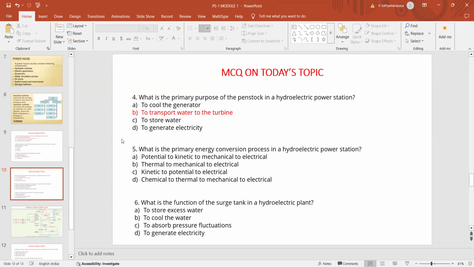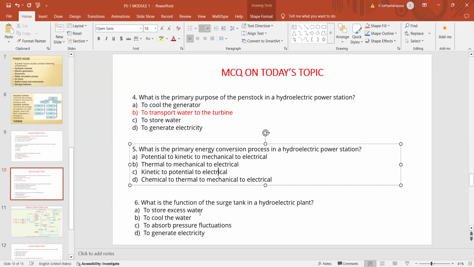What is the primary energy conversion process in a hydroelectric power station? Potential to kinetic to mechanical to electrical. Right. And the last one, what is the function of surge tank in a hydroelectric plant?